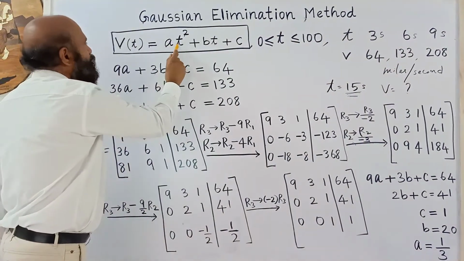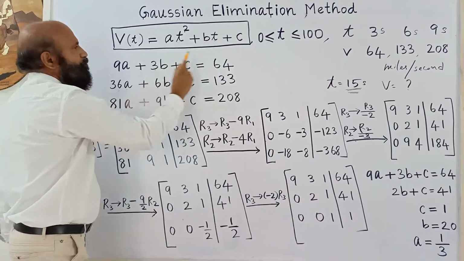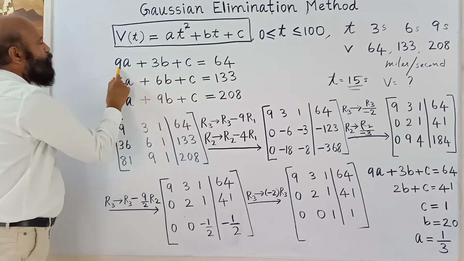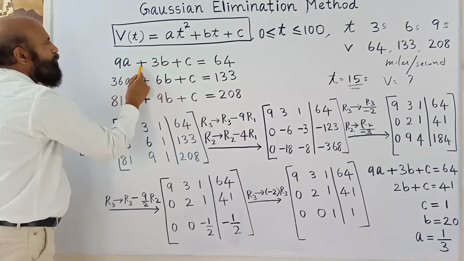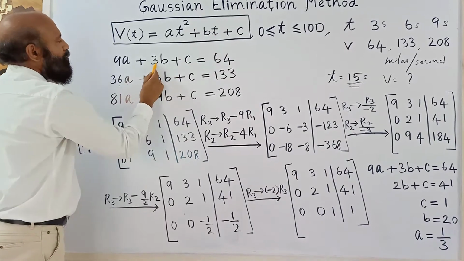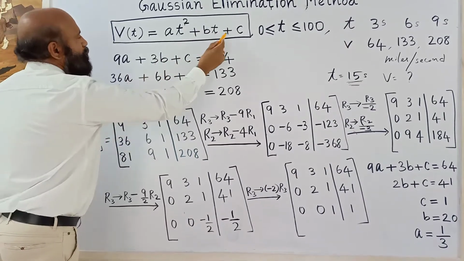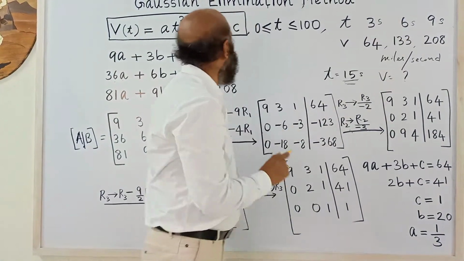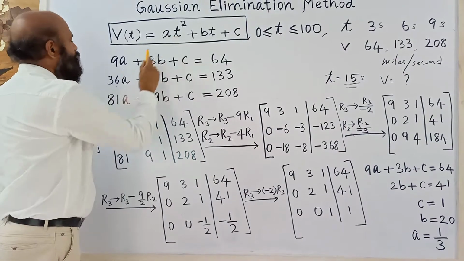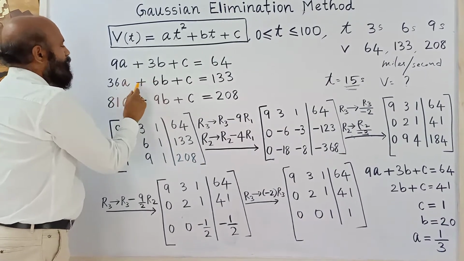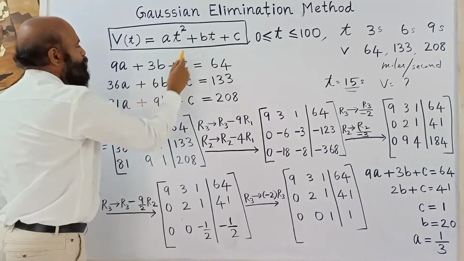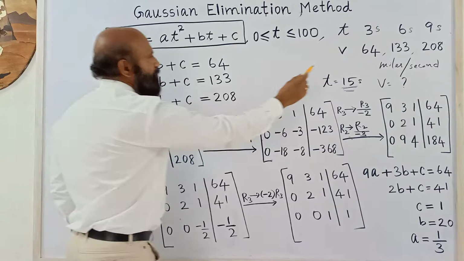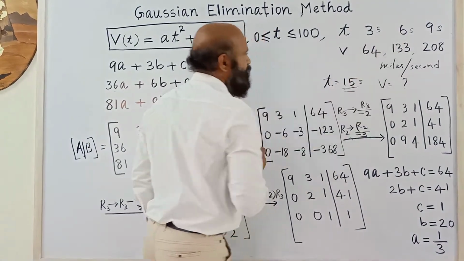In this expression, first you substitute for time 3. For velocity you substitute 64. When time is 3, t square is 9. So 9a plus, for t you substitute 3, 3b plus c is 64. That is the first equation. Similarly, the second equation is obtained by putting 6. For this t you put 6. 6 square is 36, so 36a plus 6b plus c is 133. When time is 6, velocity is 133.